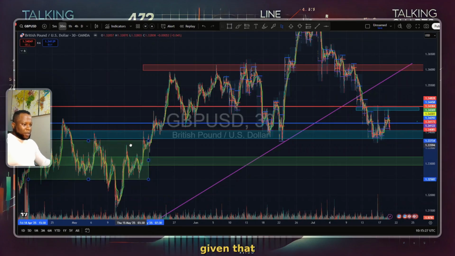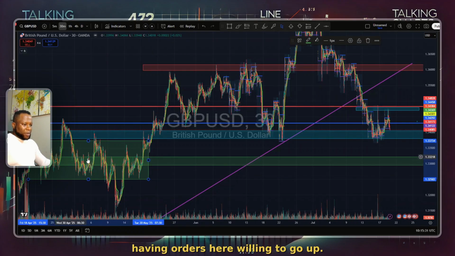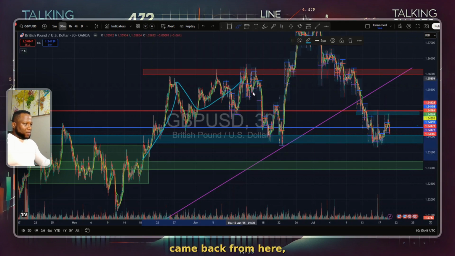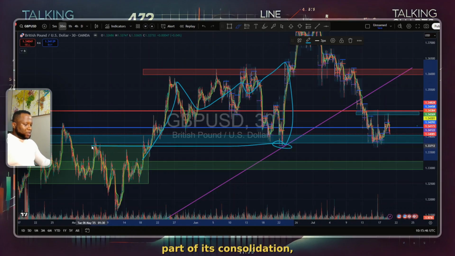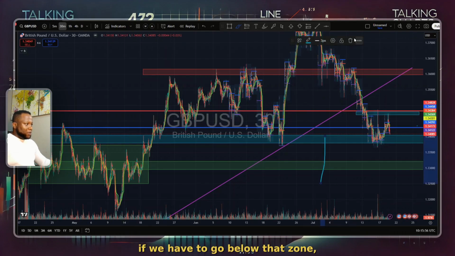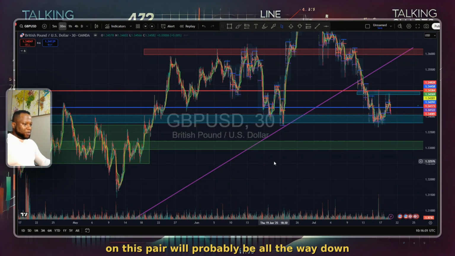Given that fact, it means there are buyers with orders here willing to go up. If you look at this, price actually left the consolidation area, came back and retested it, which was part of its consolidation, and went back up. So we're looking for price to do the same thing. Maybe price right now is still acting from this zone. If we go below that zone, the next option for buys on this pair will probably be all the way down here.